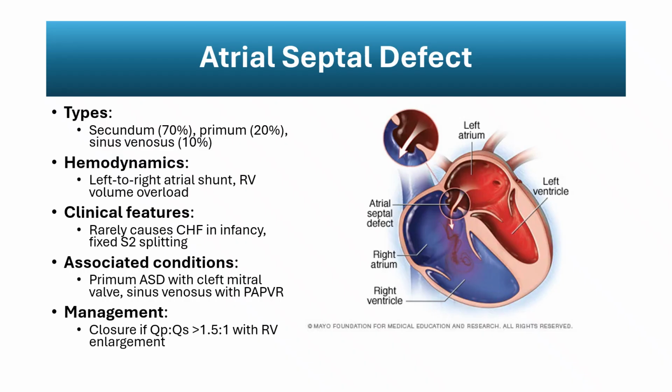The clinical course is often silent in young infants, but over time, the right ventricle dilates. Management is guided by hemodynamics. Closure is indicated when the shunt ratio, QP to QS, exceeds 1.5 to 1, and there is evidence of right ventricular enlargement. Understanding this physiology helps explain why ASDs may go unnoticed early, yet still require closure later to prevent arrhythmias, right heart failure, and pulmonary hypertension in older children and adults.